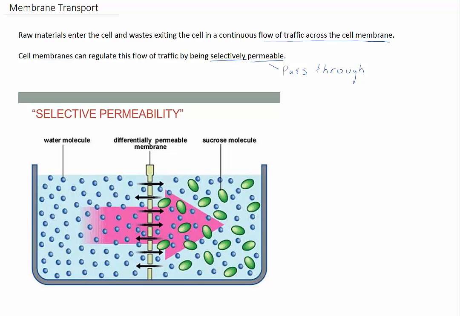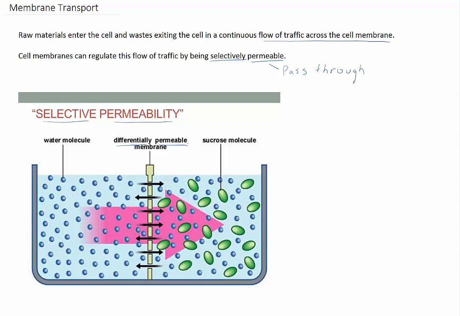This diagram illustrates selective permeability. Imagine you had some sort of a container like this that you could put a membrane or some sort of plastic barrier in the middle of, and that particular membrane had holes in it that allowed some substances through and other substances not to pass through. This means that membrane would be selectively permeable. Another term for this, which is interchangeable with selective permeability, is differentially permeable. So this is a differentially permeable membrane.